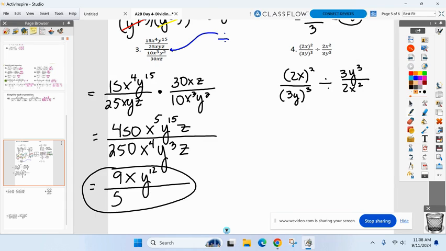Okay, let's get, I don't like those parentheses being there. Oh, sorry, one job.